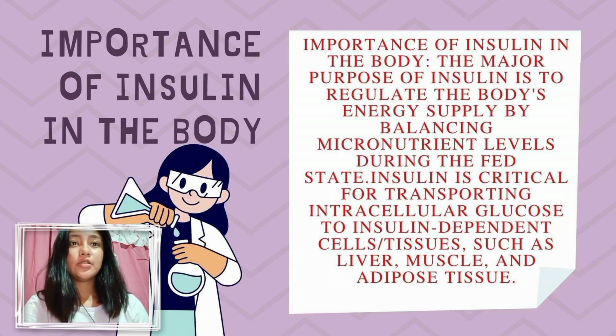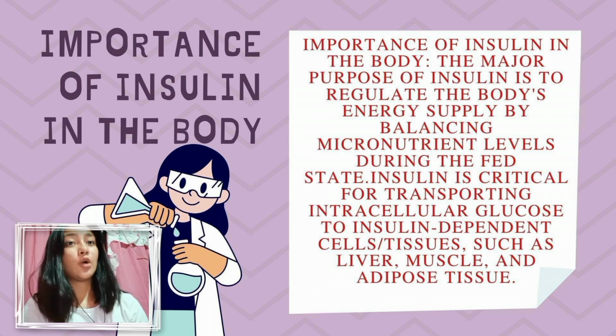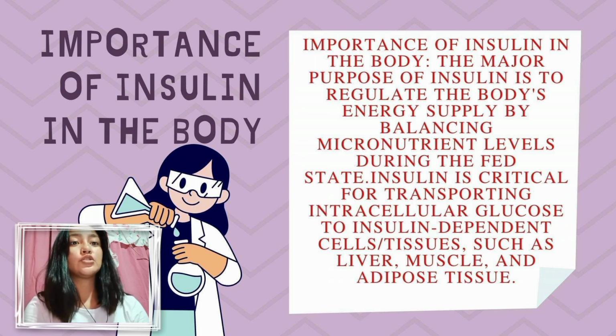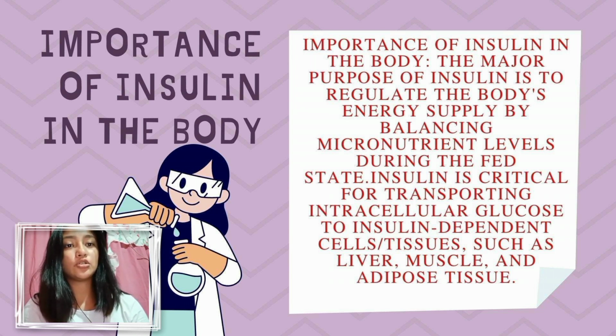So, what is the importance of insulin in our body? The major purpose of insulin is to regulate the body's energy supply by balancing micronutrient levels during the fed state. Insulin is critical for transporting intracellular glucose to insulin-dependent cells and tissues such as the liver, muscles, and adipose tissues.